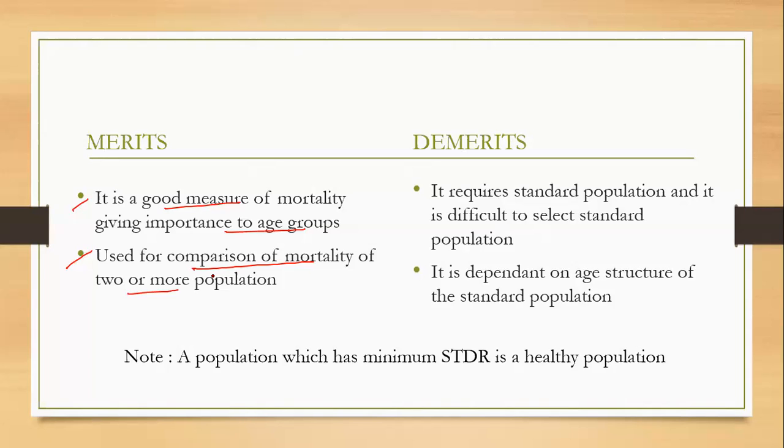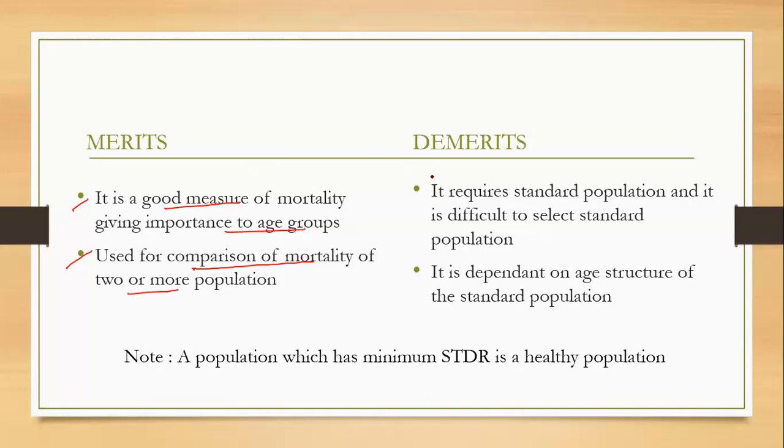Whereas in crude death rate and age specific death rate, it is not possible. Okay, because we were not considering the required information. Comparison could not be done easily. But in this method you can easily make a comparison between the two populations.